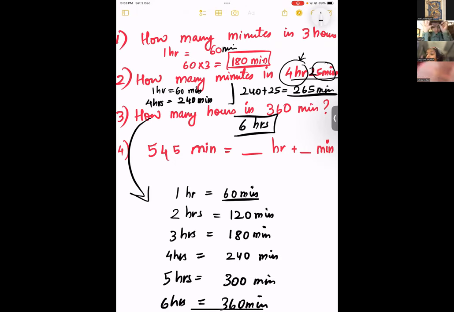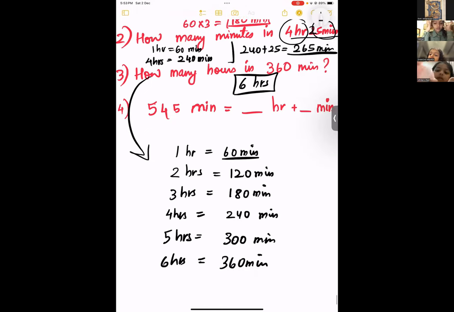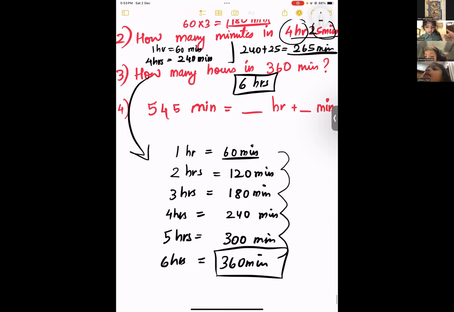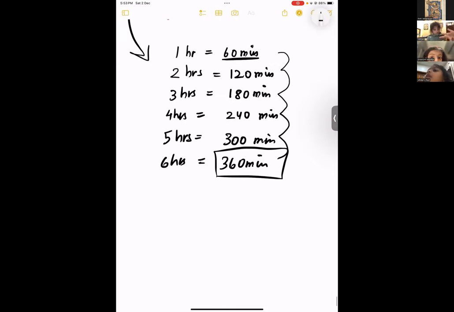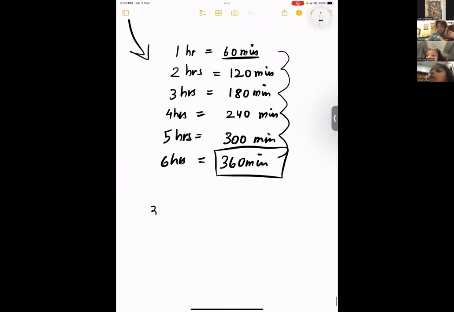This question can be done in two ways. Even if multiplication and division has not been introduced, you can do skip counts of 60 and stop whenever you reach 360. And other children who are in, say, third grade, can do it like this: 360 divided by 60.